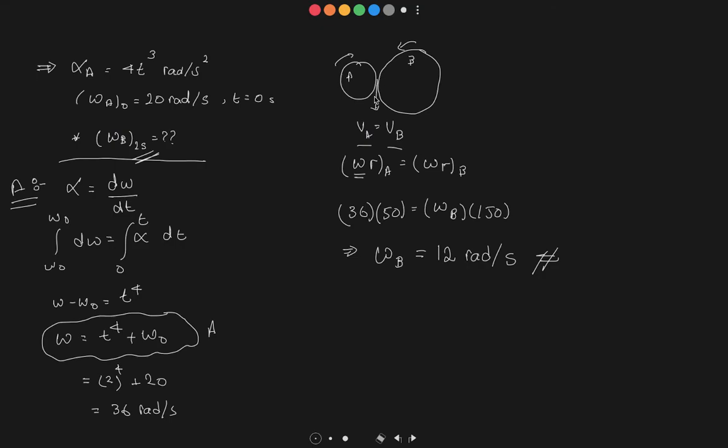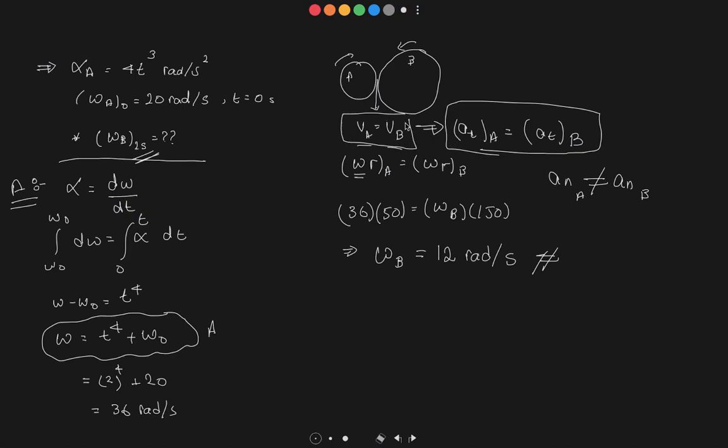Just remember that at the mesh point, these values are always similar. Also, the tangential acceleration at A is equal to the tangential acceleration of gear B. However, remember, only the tangential ones are equal. The normal ones are not equal for A and B. The tangential ones are definitely equal, whether we are talking about acceleration or velocity. Okay, that's it, I guess.